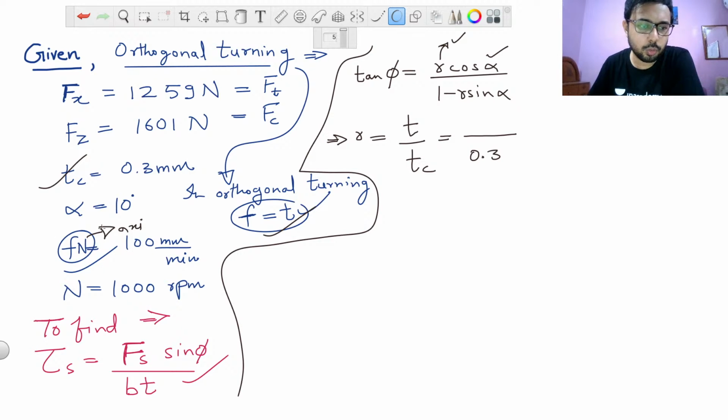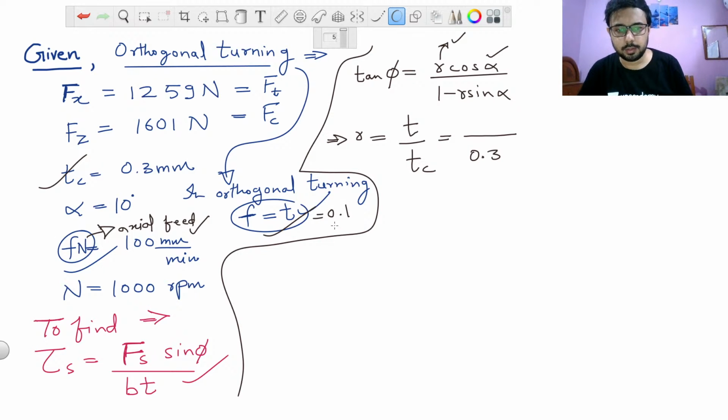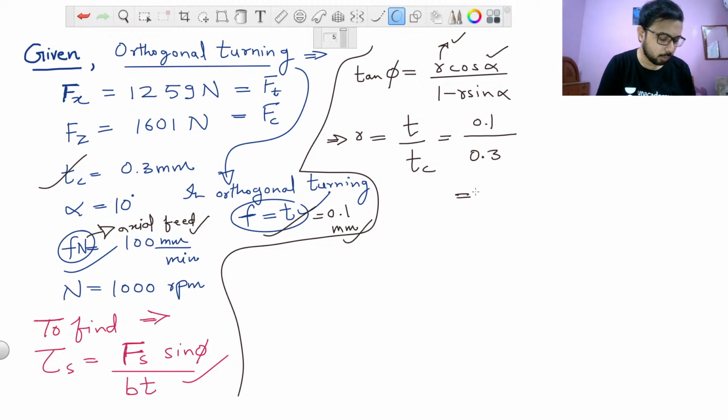So just remember, you don't need to do something new or learn something new other than that Fn is equal to the axial feed, and from this Fn you can calculate feed if it is not given. So feed will come out to be 0.1, which will be the value of uncut chip thickness in these orthogonal turning questions. So here R will come out to be simply 0.33.